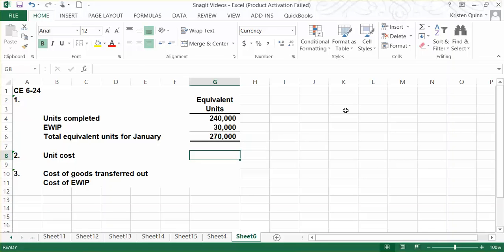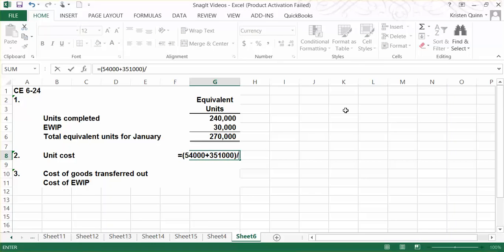In part 2, we need to calculate the unit cost for January. When using the weighted average method, we combine together the cost for beginning work in process and the costs that were added during the month of January. We had costs from beginning work in process of $54,000, and we added product cost of $351,000 during the month.